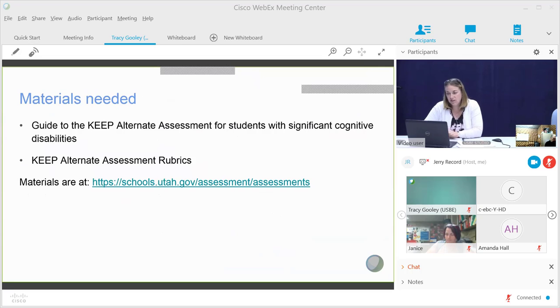The other material is the actual alternate assessment rubrics, and you can find all of those at the USBE assessment website underneath the kindergarten tab, and they're at the very end.